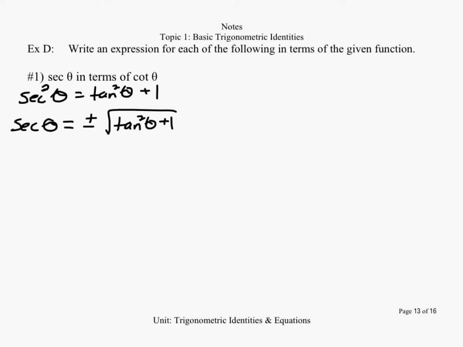You have a question, sir. Yeah, when we square root the tangent squared, why wouldn't that cancel each other out? All right, boys and girls at home, here's the question. Why does this not equal this?